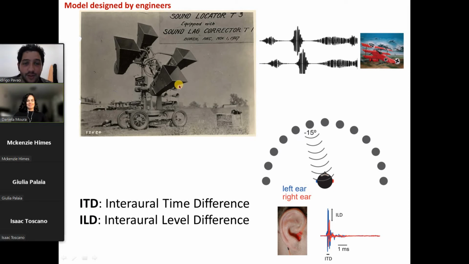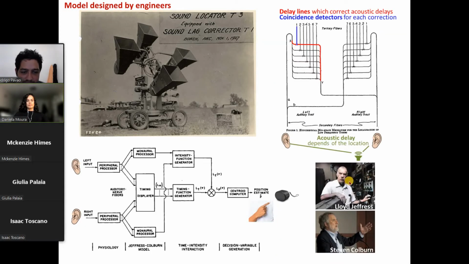This problem, designed by engineers, already had a solution proposed also by engineers at the neural level. So this engineer here said, using the same logic of detecting and correcting the lags, we can create something similar using neurons, using the architecture of the nervous system. So for a sound that is closer to the right ear, for example, there is a very short acoustic delay to reach the right ear and a long delay to reach the left ear. Imagine something like that.